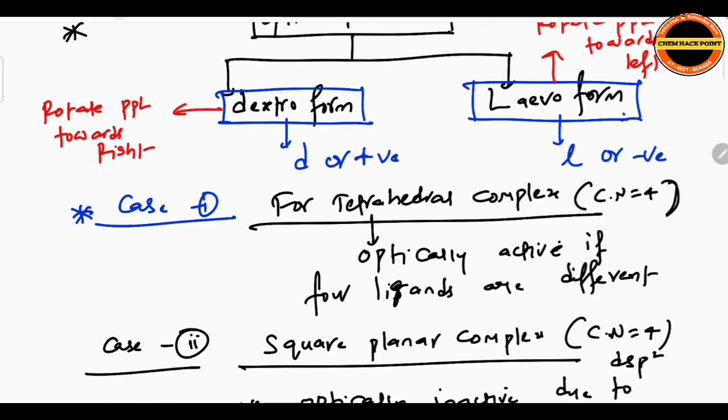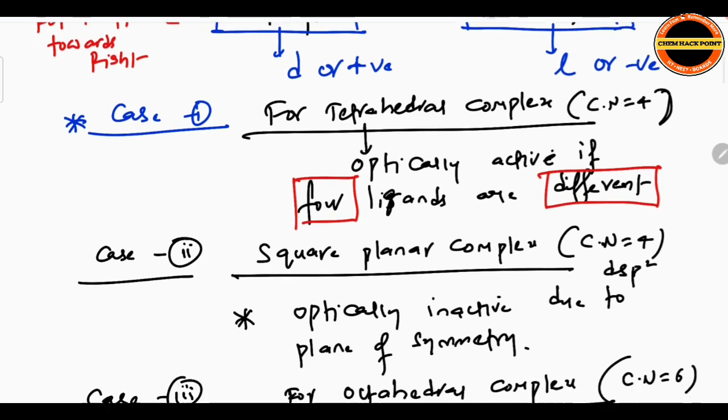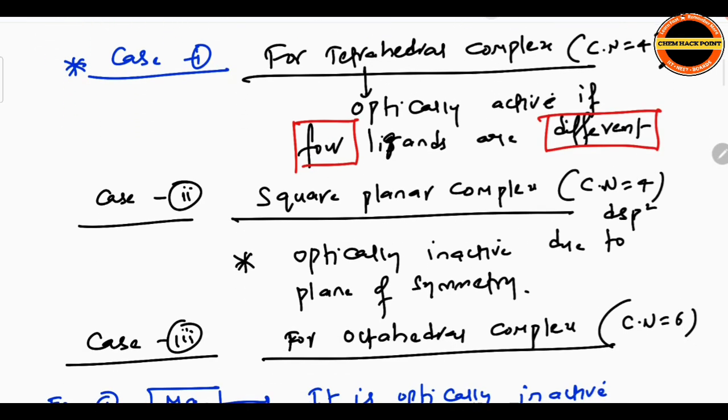Now see case 1, the tetrahedral complex. Coordination number we know is 4. These complexes are optically active if all 4 ligands are different. Focus on this, here 4 ligands are different. Only in one case does a tetrahedral complex show optical isomerism, that is if all 4 ligands are of different type. Otherwise it is not optically active.